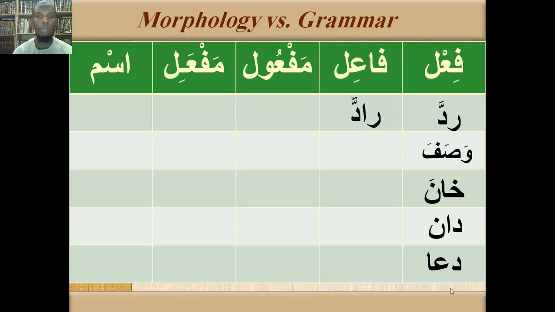Next we have the ism maf'ul. So rad would be a rejector. The ism maf'ul, rejected, that would be, we're going to separate the two dals there, the ainul fi'l and the lamul fi'l, so it becomes mardud. So mardud is rejected.